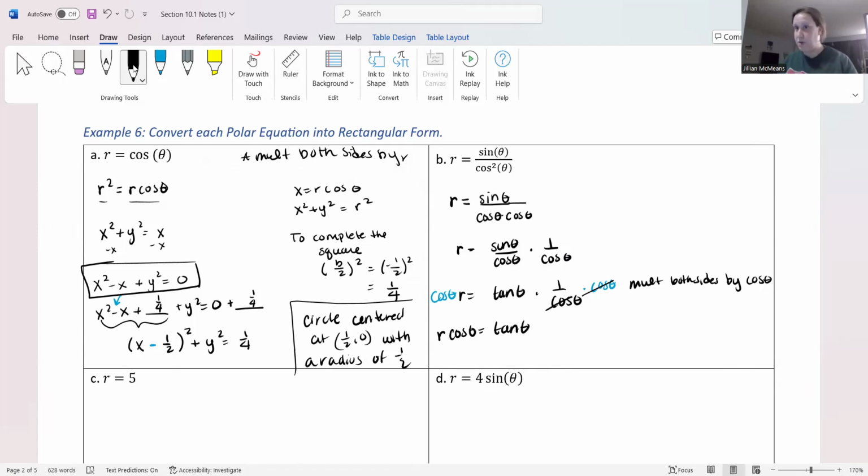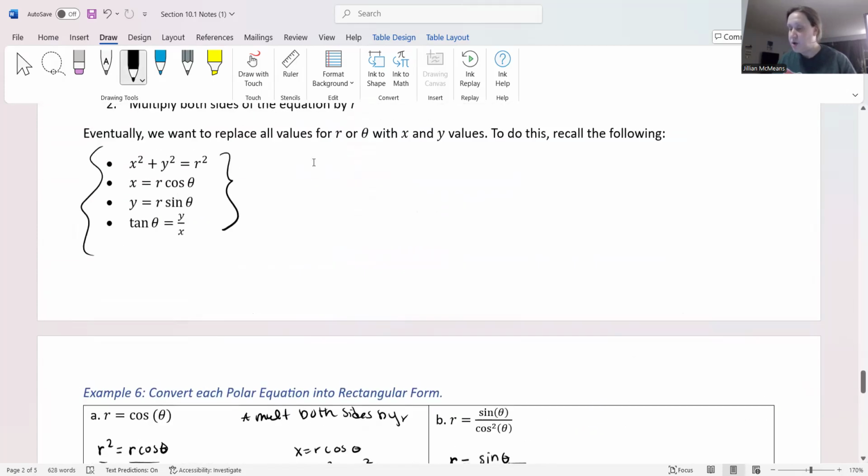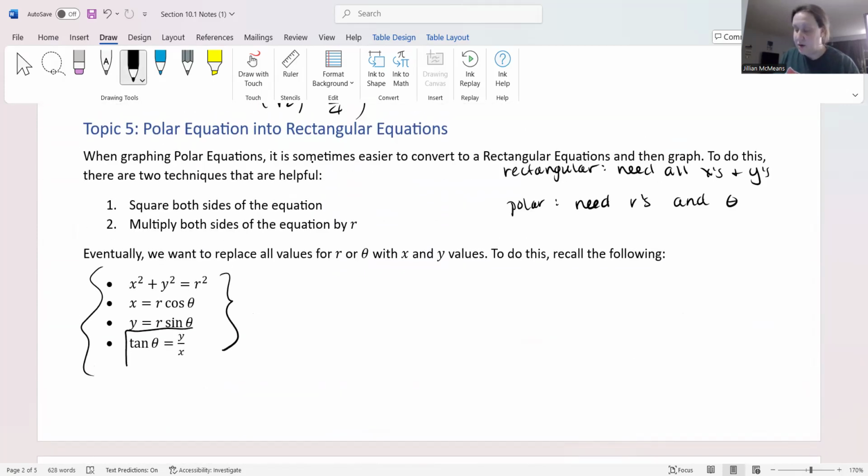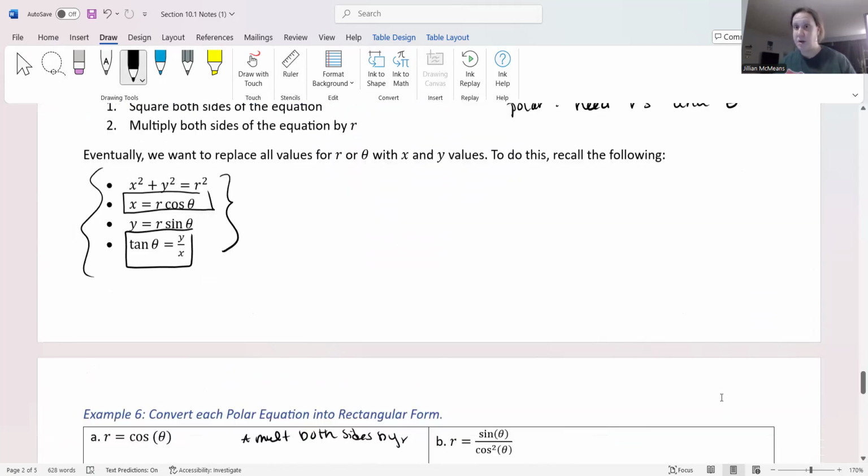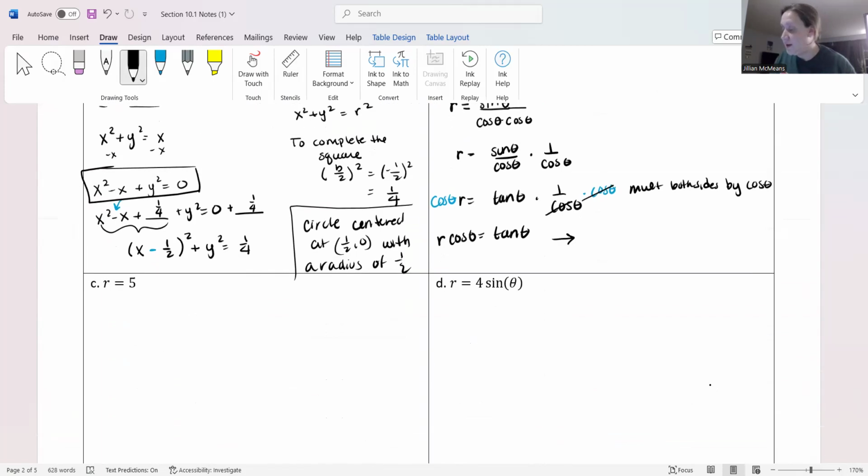Let's go back up to those substitutions that we can use. So we know that if we have a tangent of theta, we can rewrite that as y over x. We know that if we have an r cosine theta, we can write that as an x. So we have two substitutions that we can use right now. So we can say, okay, we're going to rewrite this as x. So this is x. This is y over x. So x equals y over x. Let's see if we can solve for y, because a lot of times when we have these rectangular equations, it's y equals something. So in order to solve for y, we would multiply both sides of the equation by x. Well, these x's just divide out, so I'm left with y equals x squared.